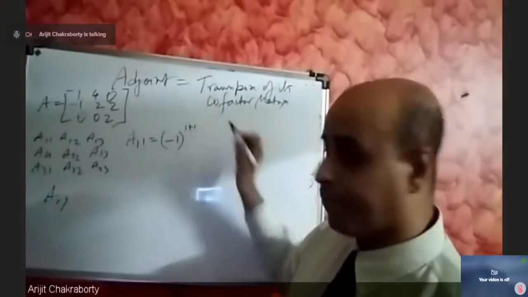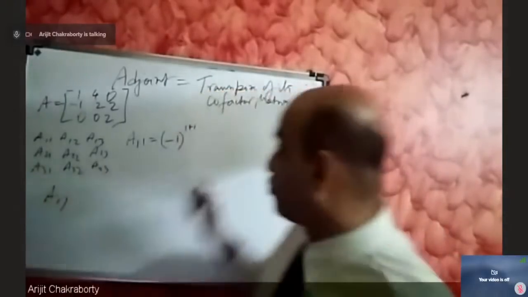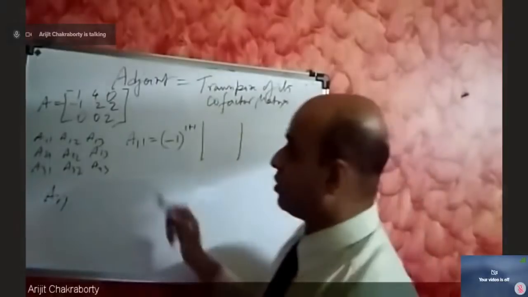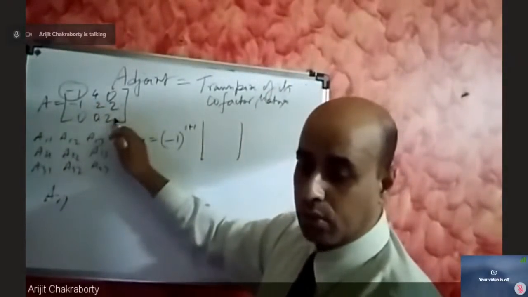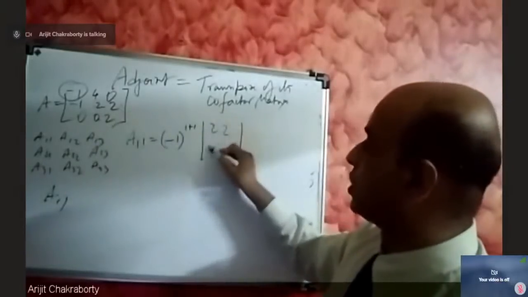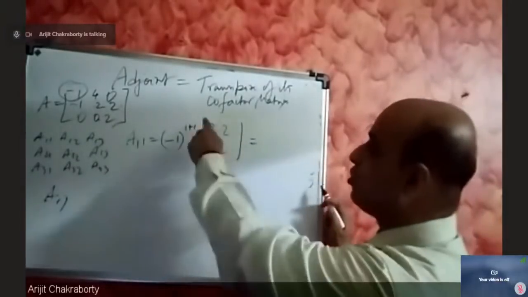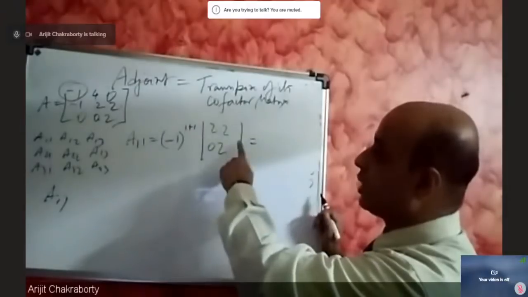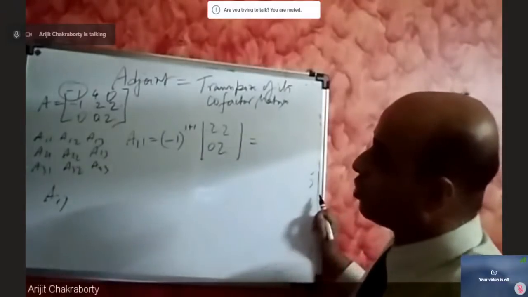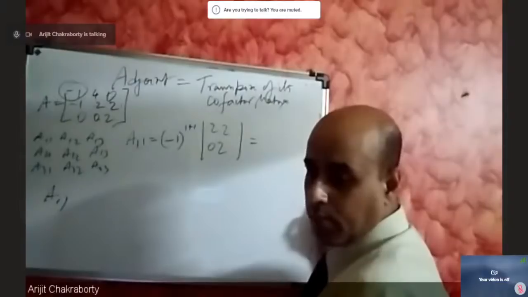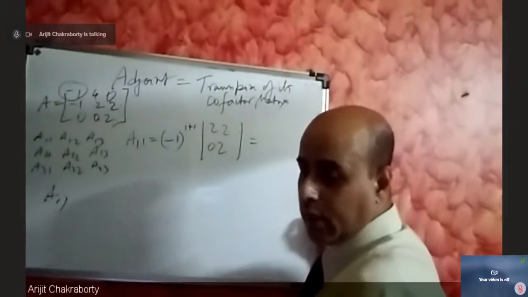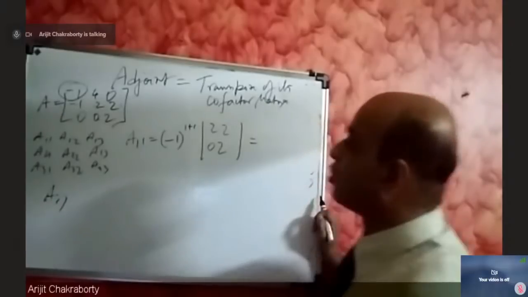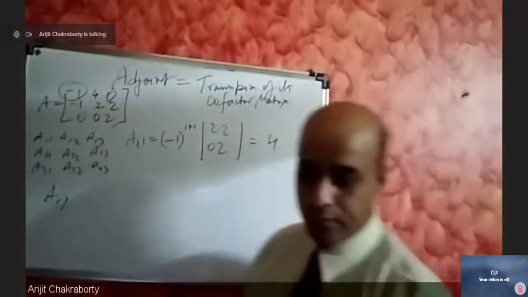So 1 plus 1. And now we have to find the determinant of A11. That means you have 2 2 0 2. This works out to 2 2s are 4 minus 2 is 2, and you have minus 1. So it is 2 2 0 2. You have to find the determinant of this. So 4 minus 0, it is 4.